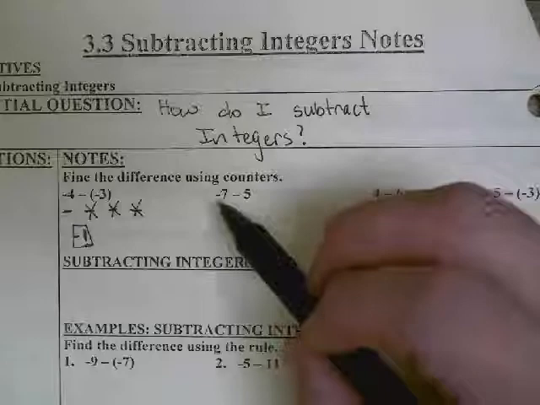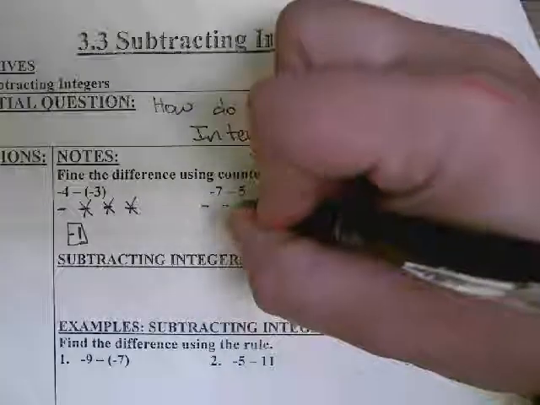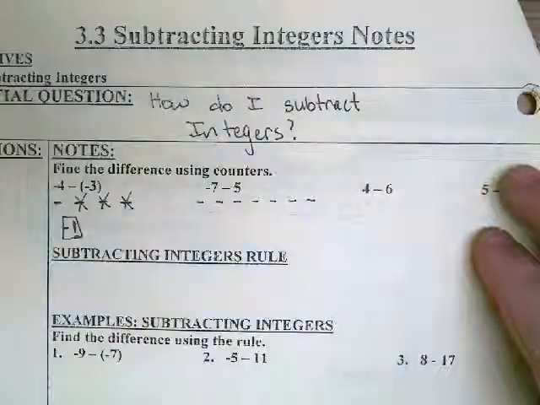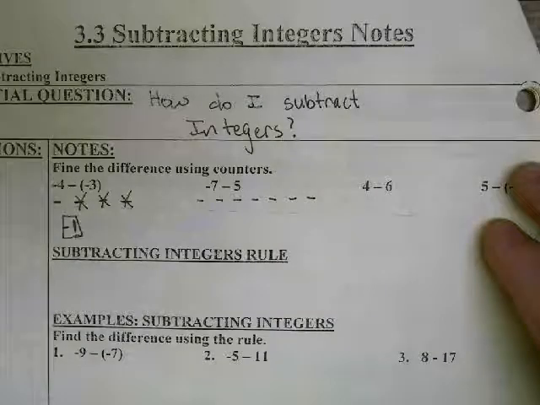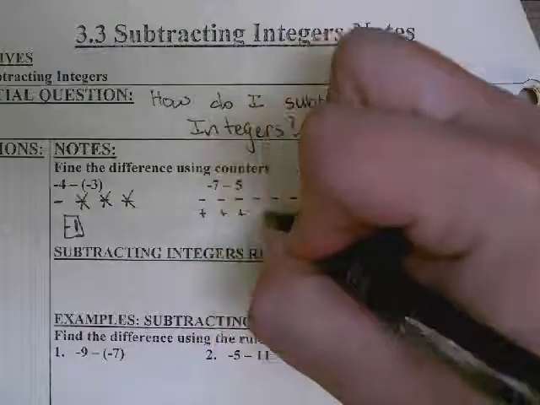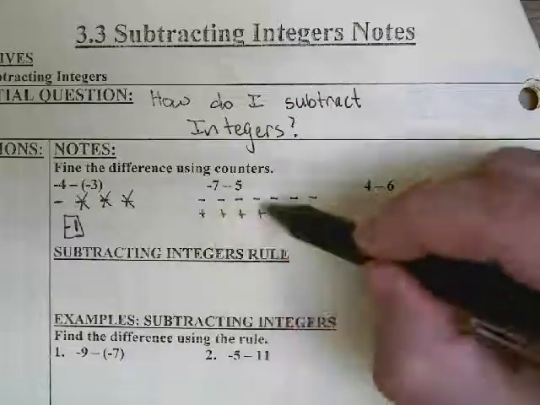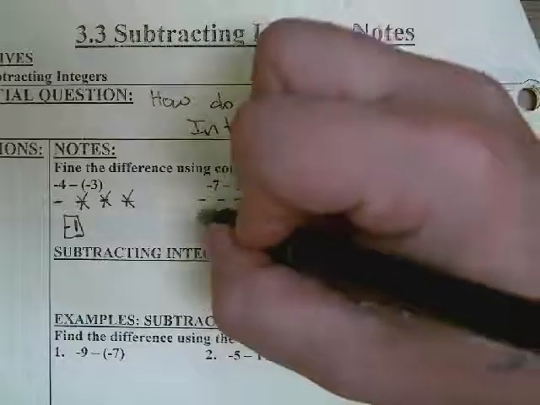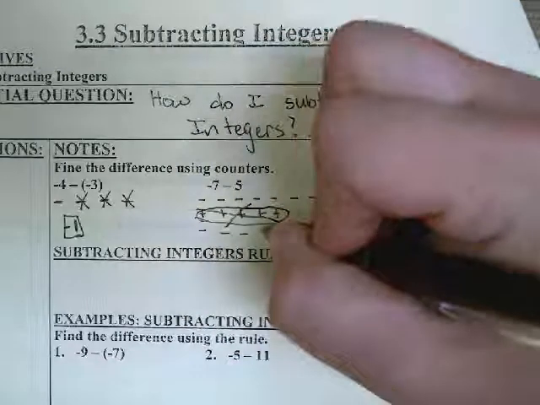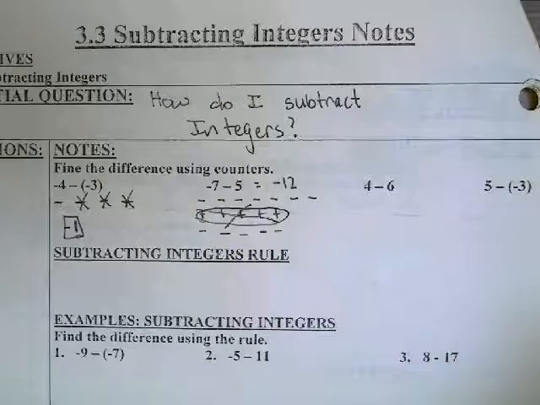We could do the same with -7 minus 5, where I start off with 7 negatives. 1, 2, 3, 4, 5, 6, 7. 7 negatives. But if I'm going to take away 5 positives, so I have 1, 2, 3, 4, 5. If I'm taking away these 5 positives, what I'm really doing is making them their opposites. So all these are gone, and I have 1, 2, 3, 4, 5 negatives. And then how many do I have total? Well, this would be 12 negatives, so -12.